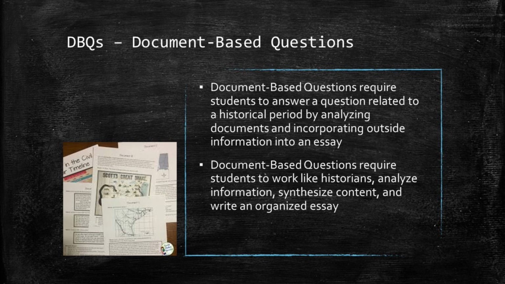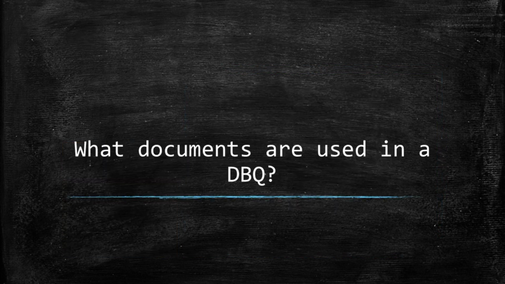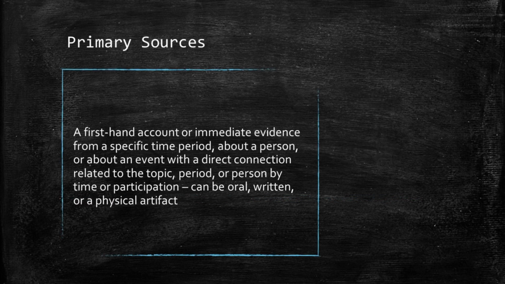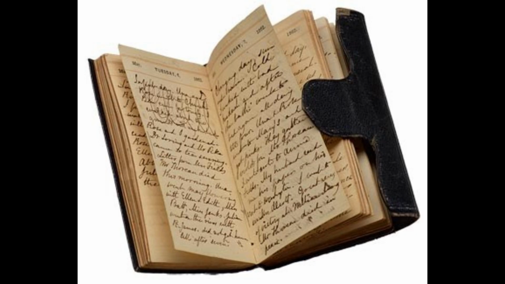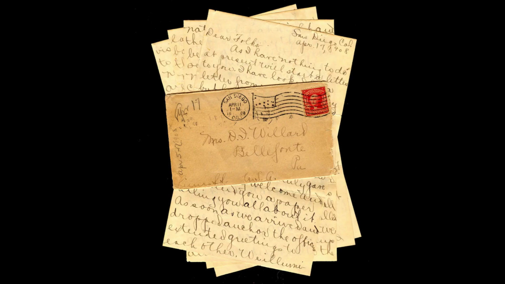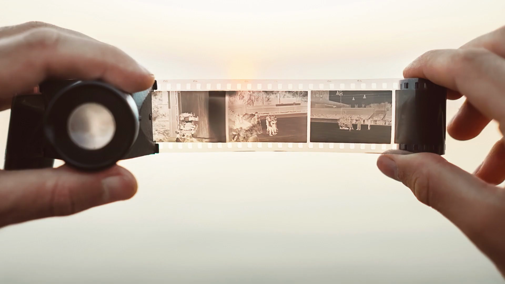Now, you may be thinking, if a DBQ is a document-based question, what sort of documents are used in the DBQ? DBQs mainly consist of primary sources, meaning first-hand accounts or immediate evidence from a specific time period, about a person, or about an event with a direct connection related to the topic, period, or person by time or participation. Some examples include journal or diary entries, letters, or photographs.